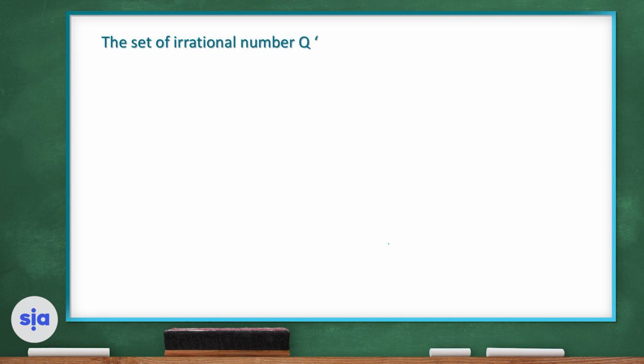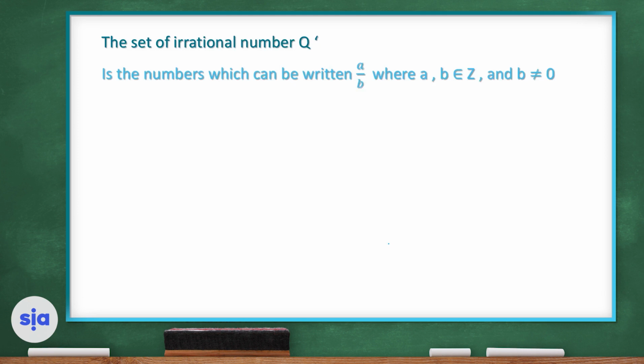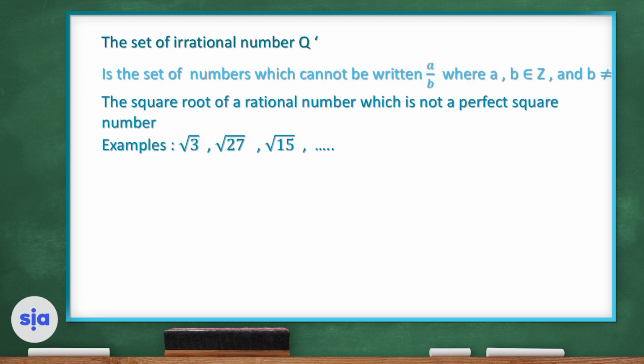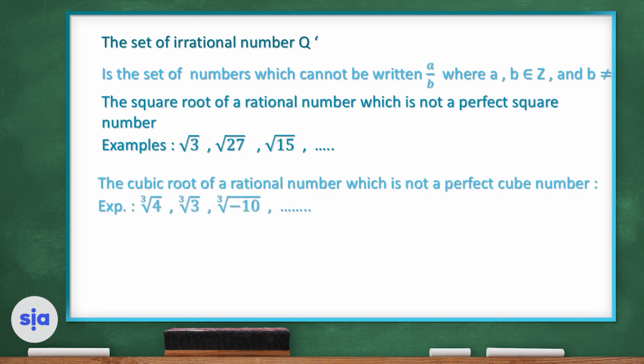What is the set of the irrational numbers, which we call Q dash or Q prime? It is the set of numbers which cannot be written in the form of A over B, where A and B belong to the integers and B is not equal to 0. Example for the irrational numbers: the square root of a rational number which is not a perfect square number, like square root of 3, square root of 27, square root of 15. Another example: the cubic root of a rational number which is not a perfect cube number, like the cubic root of 4, the cubic root of 3, or the cubic root of negative 10.